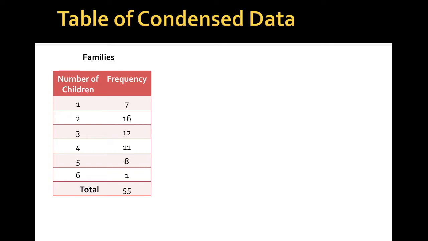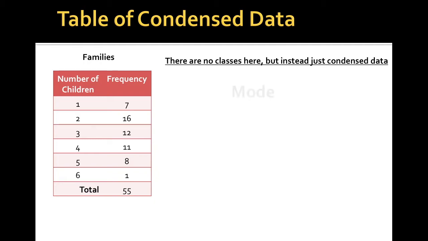Now we're going to talk about a different type of table. We're going to call this a table of condensed data. So you'll see here that I give you a table called families. I want to know how many families, or how many people out of 55 people, have the number of children here. So 7 people have 1 child, 16 people have 2 children, 12 people have 3 children, 11 people have 4 children, 8 have 5 children, and 1 has 6 children, for a total of 55 people or families that I have asked. So there are no classes here. So how do we find mean, median, mode, and range of this type of table?